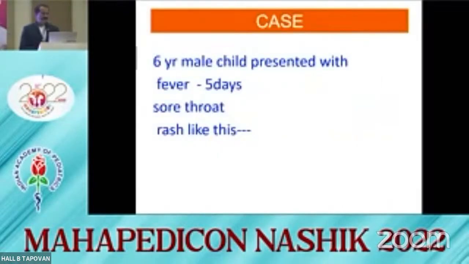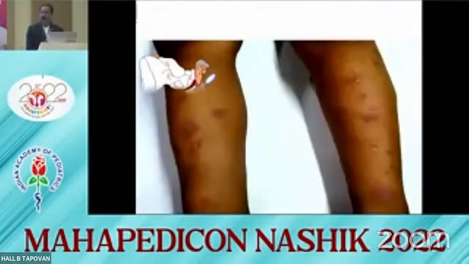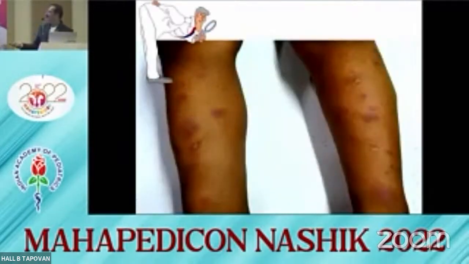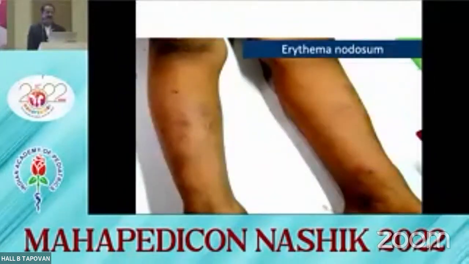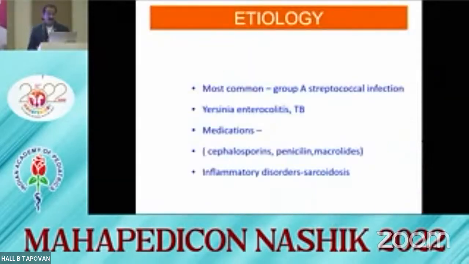Now coming to a 6-year-old male child presented with fever for 5 days, sore throat and a rash like this on the shin of the tibia. Anyone? Shin of tibia, erythema nodosum. Okay, post-streptococcal infection. We can pick it up in the clinic, our OPD, and we can get it sometimes in patients with tuberculosis also, or certain drugs can cause erythema nodosum.